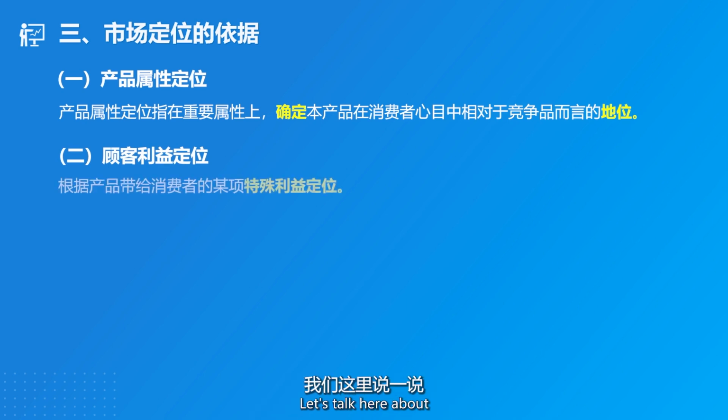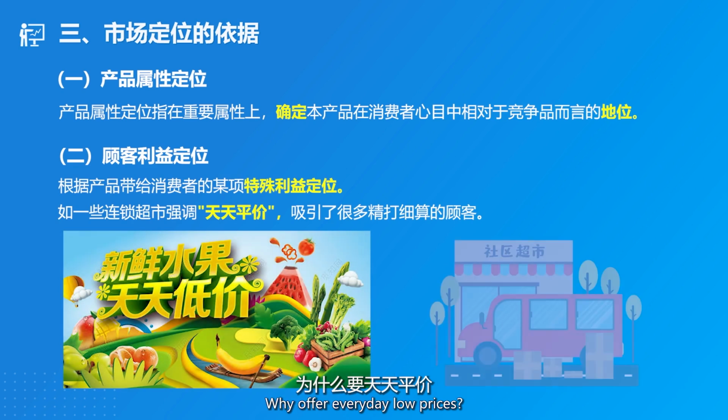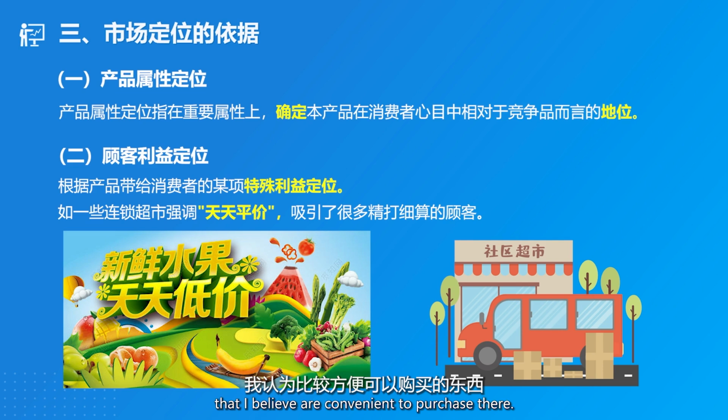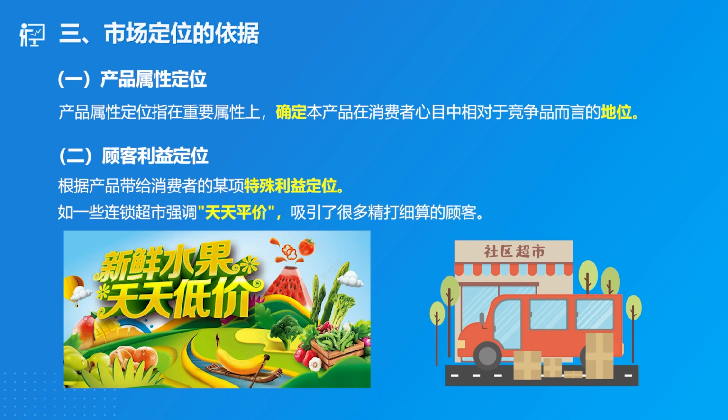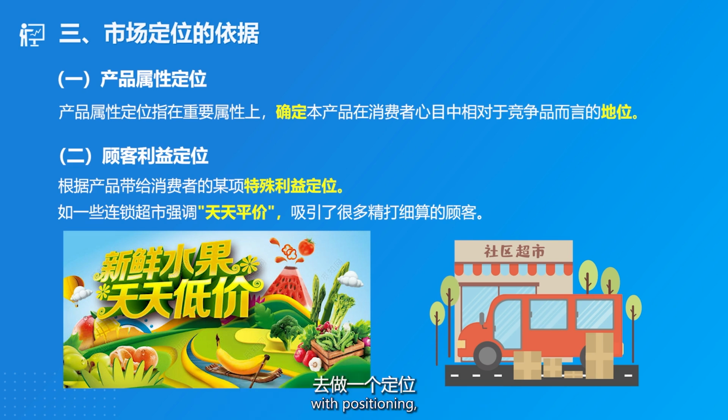Let's talk here about some chain supermarkets promoting everyday low prices. Why offer everyday low prices? Going to the supermarket is essentially about buying things that I believe are convenient to purchase there. But if you don't have your own advantage, targeting some of these customer special interests with positioning, why would I go to your store? To Walmart, to Carrefour, to Yonghui? All these are supermarkets. How do I choose between them?